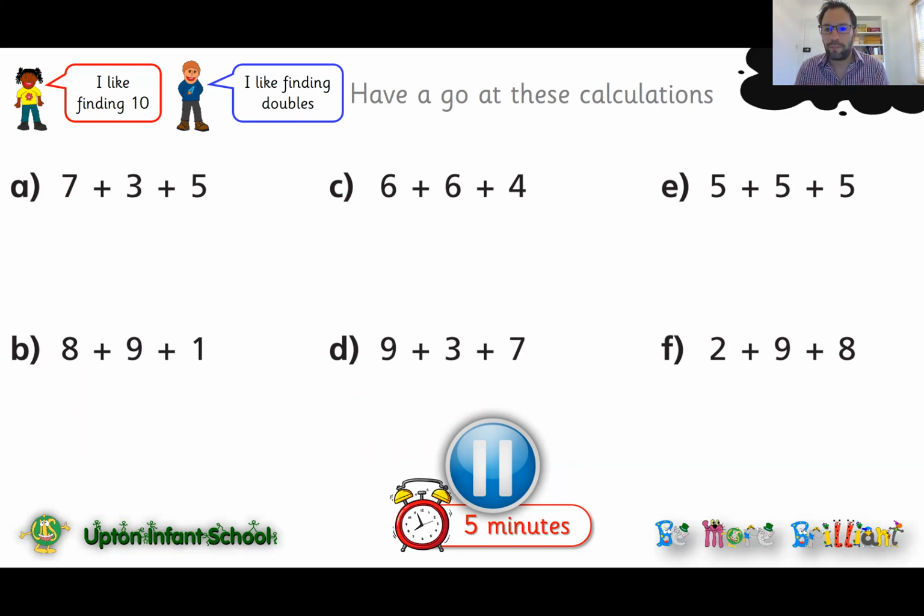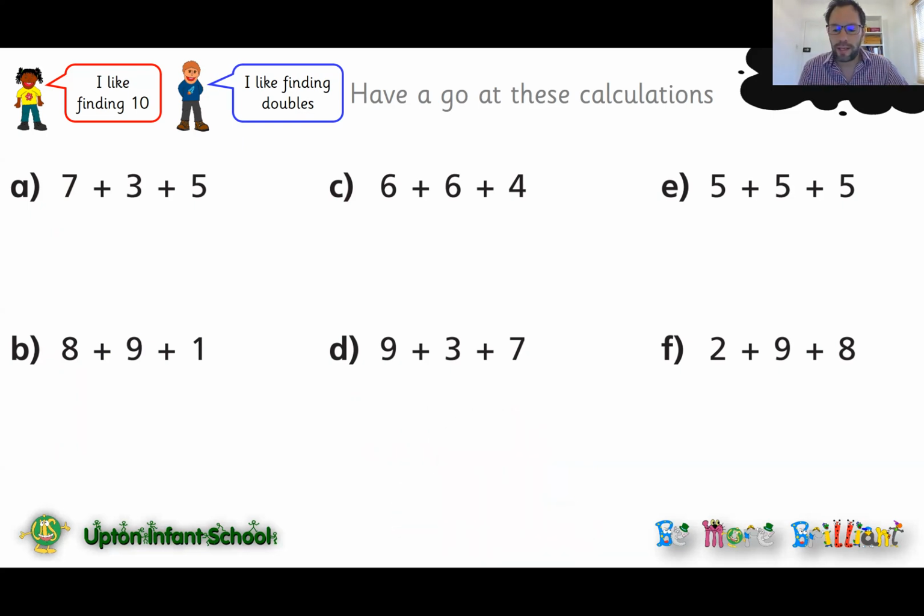Okay, how did you get on? Let's go through each calculation. So question A, 7 add 3 add 5. Can you make 10? Yes, you can. 7 add 3 makes 10 and 5 is 15. I can't see any doubles in that one though.